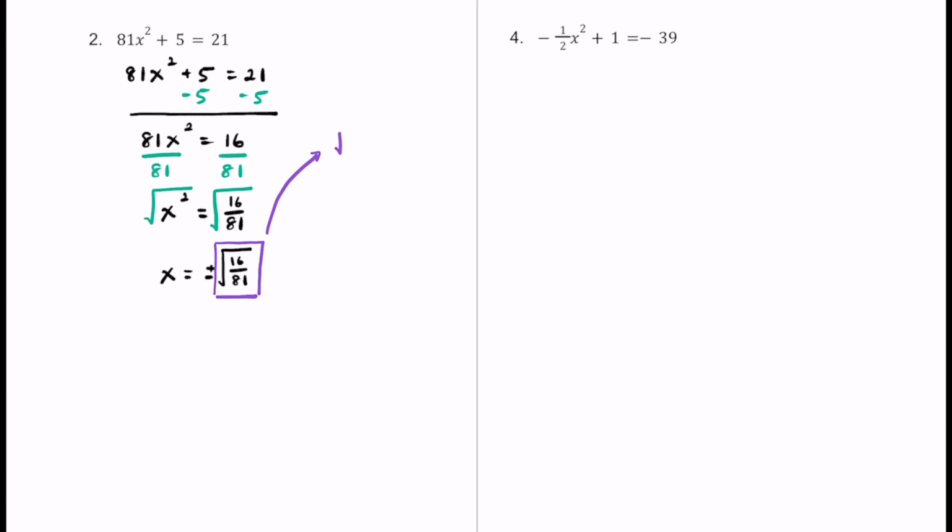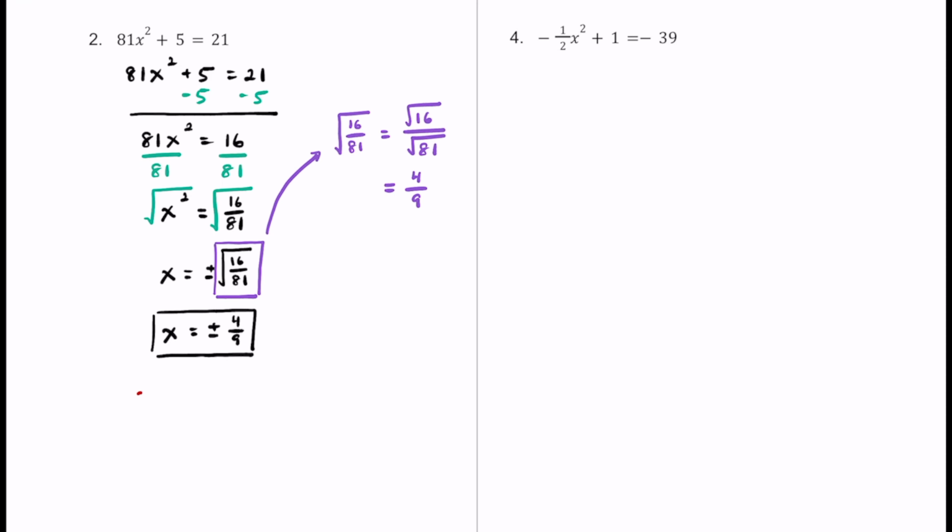Well, if we have the square root of 16 over 81, keep in mind that one of our properties of square roots means that if we have a fraction, we can go ahead and separate this into two different radicals. So square root of 16 on top and square root of 81 on bottom. The square root of 16 is actually a perfect square, so that's going to be 4, and then the square root of 81 is actually 9. So the square root of 16 over 81 is actually just equal to 4/9. So we can say that x is going to be equal to plus or minus 4/9. And those would be the two solutions to this equation.